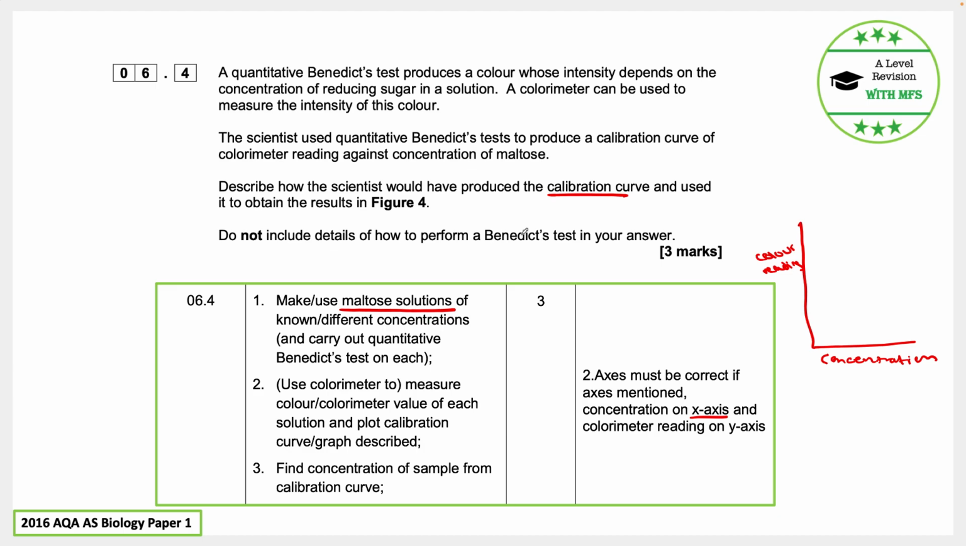So again, this sort of method is the same for nearly every exam question that comes up on the calibration curve for 3 marks. So I would just recommend learning these 3 points. You produce your concentration of solutions, you measure the colorimeter value of each solution and plot a calibration curve, and then you find the concentration of the sample of interest from the calibration curve. Okay, and that would be worth 3 marks.